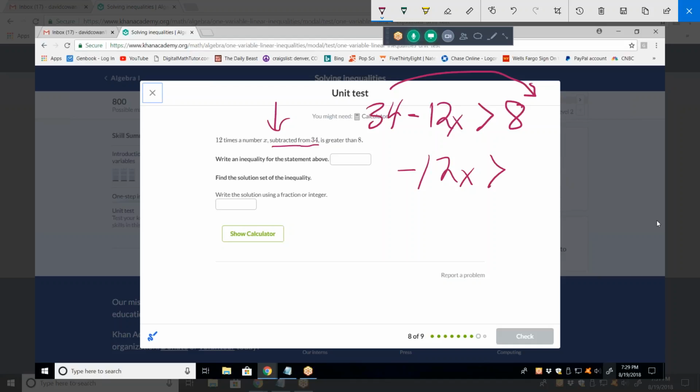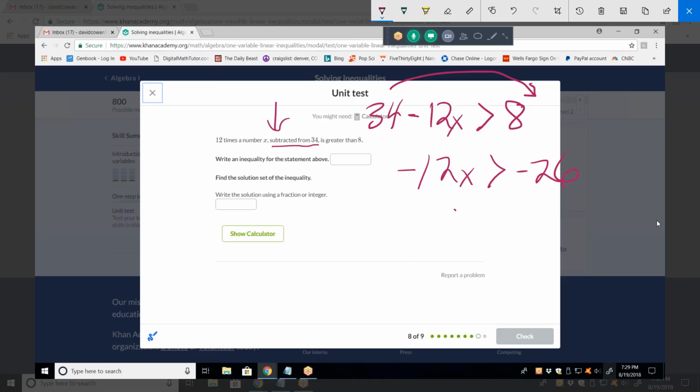Now this one's okay to use a calculator. This is double digits. The thing you have to be proficient at is single digits. With double digits, I use a calculator because I don't want to make a mistake. So it's greater than negative 26.